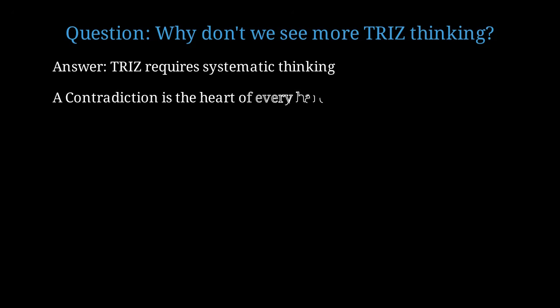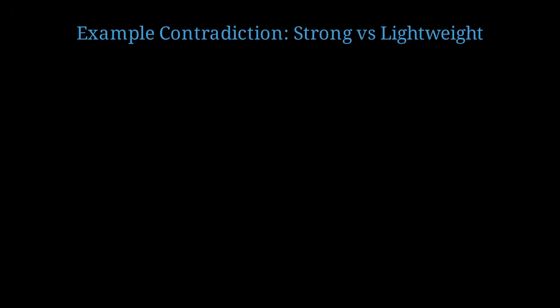In TRIZ, we say every difficult problem contains a contradiction. You want parameter A to increase, but that causes parameter B to worsen. Conventional thinking compromises. TRIZ thinking eliminates the contradiction. Let's look at a classic engineering contradiction. You want a material that's strong, but you also want it to be lightweight. Traditionally, these are opposing requirements.